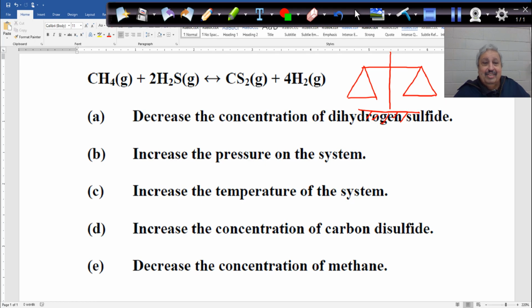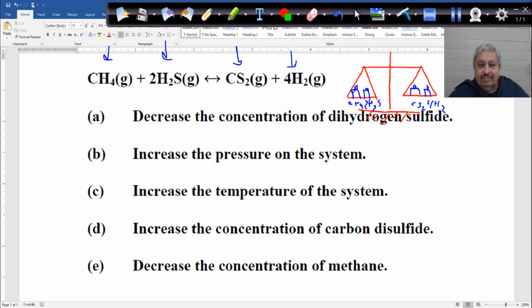But anyway, I have to visualize each reactant and product as what? As weights. So I have here two weights. This is CH4 and this is H2S. This is another weight, CS2. This is another weight, 4 hydrogens. So those are weights. So you can put the top of the weight here, top of the weight.